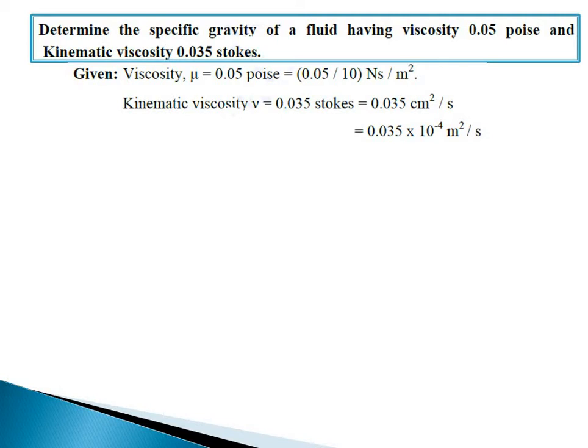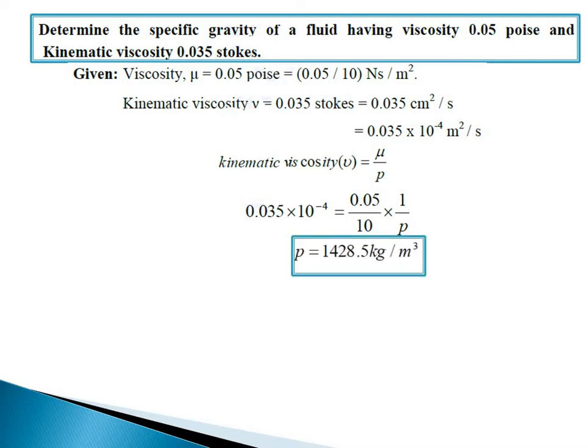The kinematic viscosity given is 0.035 Stokes. It is 0.035 centimeter square per second. To convert it into meter square per second, it is required to multiply by 10 to the power minus 4. So it is 0.035 into 10 to the power minus 4 meter square per second. That is the kinematic viscosity. We know that kinematic viscosity nu is equal to mu divided by rho. From that the density rho can be calculated, so put in the values of mu and calculate the value of rho.